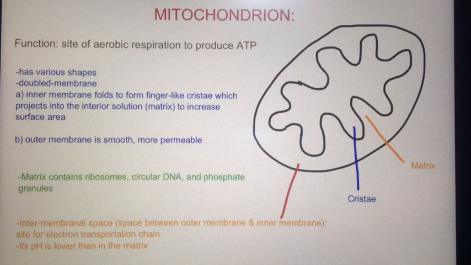Now, there are also spaces in between the inner and the outer membrane. The space is called the intermembranal space. Now, this site is also for a process known as the electron transport chain. During this process, protons are released into the space, and this causes the pH in the matrix to be lower than the pH in the space.